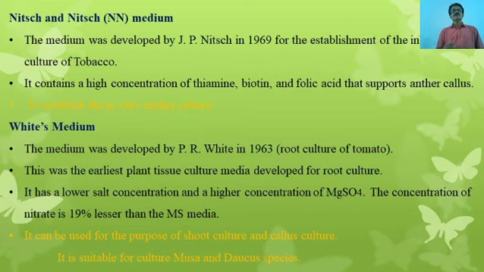Now White's medium, it was given by P.R. White in 1963. It was initially used for root culture of tomato. So it was the first one to establish root culture with White's medium. It was the earliest plant tissue culture medium developed for root culture. A lower salt concentration and a higher concentration of MgSO4 is present in this particular medium, and the concentration of nitrate is 19% lesser than in MS media. It can be used for shoot culture and callus culture. It is suitable for the culture of Musa and Daucus carota species.